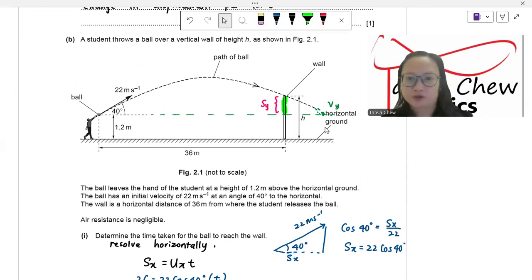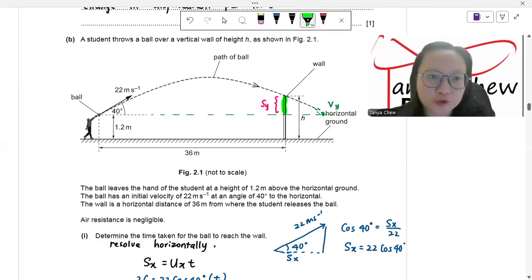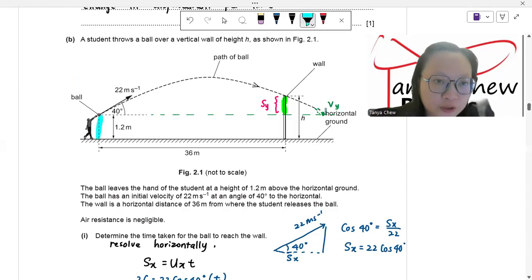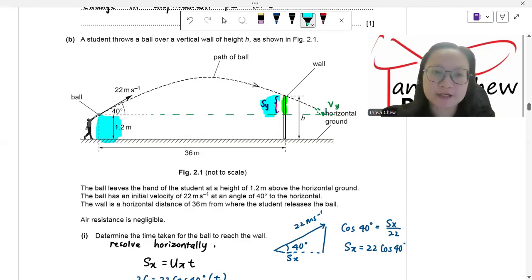You know what I'm going to do? Since the height from the ground to where the ball is thrown is given as 1.2, this is 1.2, I have this height, and I do not have the one that I label with Sy. To find H, I need the height that I have, which is 1.2 meters plus Sy. So I find Sy first.